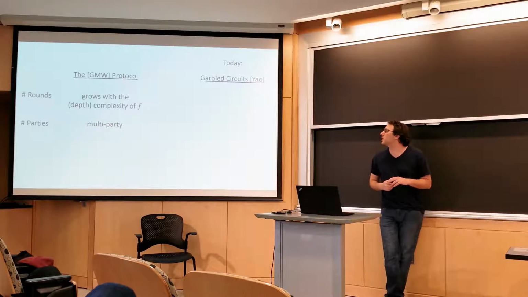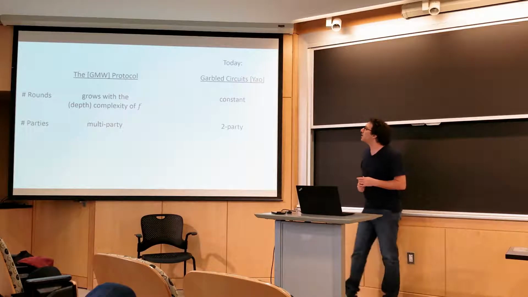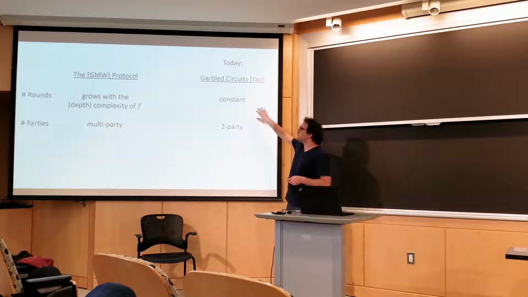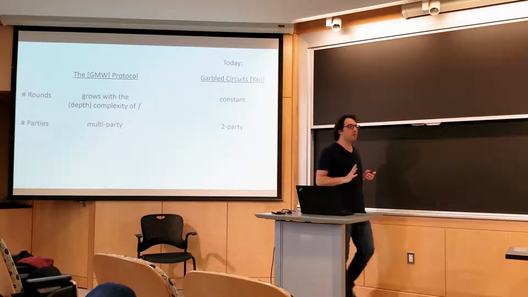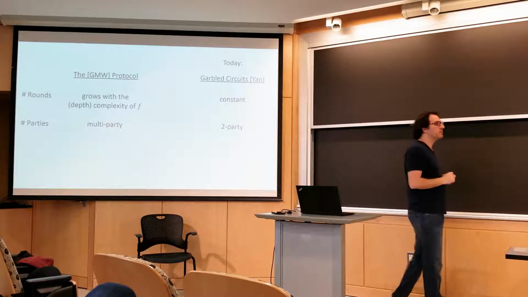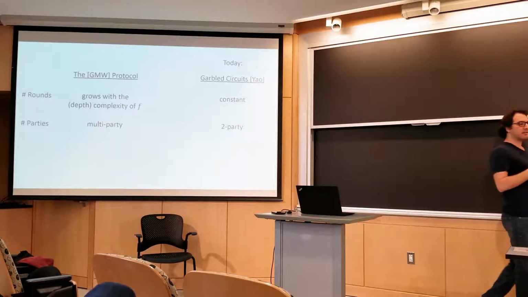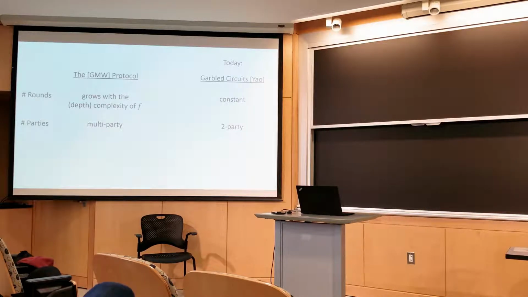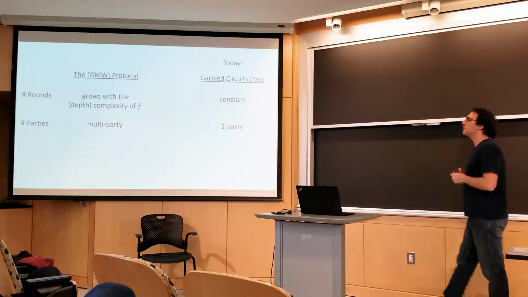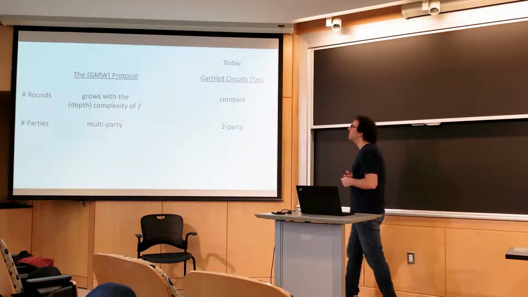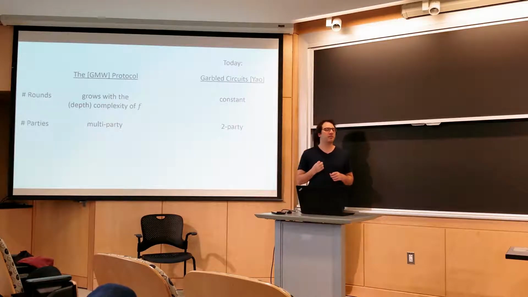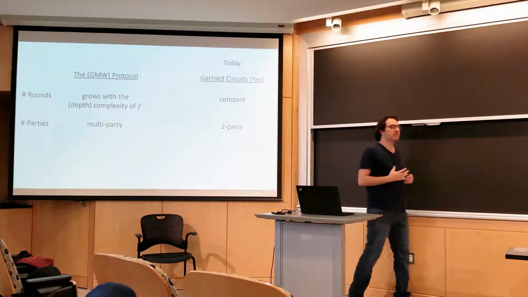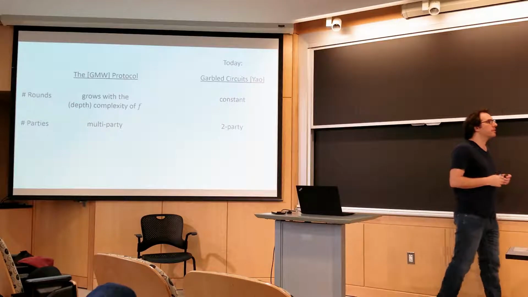What we're going to do today is talk about an alternative protocol based on garbled circuits. And the main advantage of this protocol is that it gives us a constant number of rounds that doesn't grow with the complexity of the function. The communication in these rounds, the length of the messages, will grow with the complexity of the function, but the number of rounds will not. The disadvantage of this protocol is that it's tailored to two parties. It's not at all clear how to generalize it to 3 parties or more.